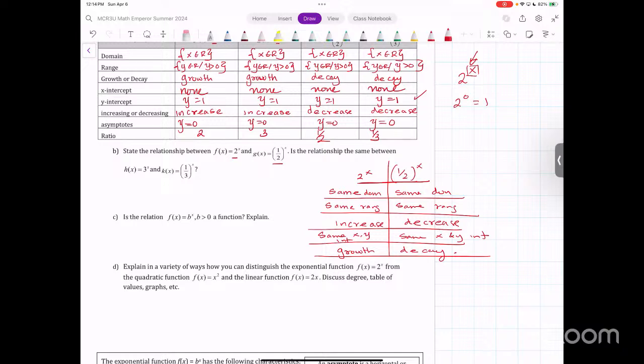Now, the question is asking, do you think the relationship between 3 to the power of x and 1/3 to the power of x is the same? Yes, they're going to be exactly the same because exponential functions behave the same way. It's a relation, it's a function, explain. Yes, because we can clearly see they all pass the vertical line test.